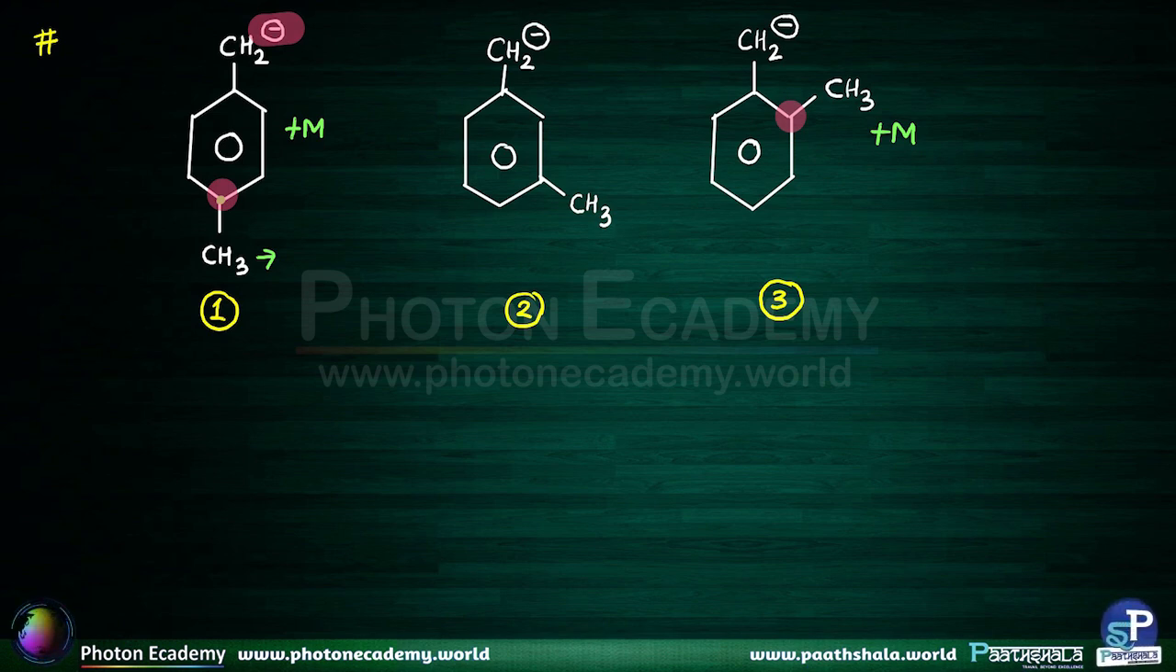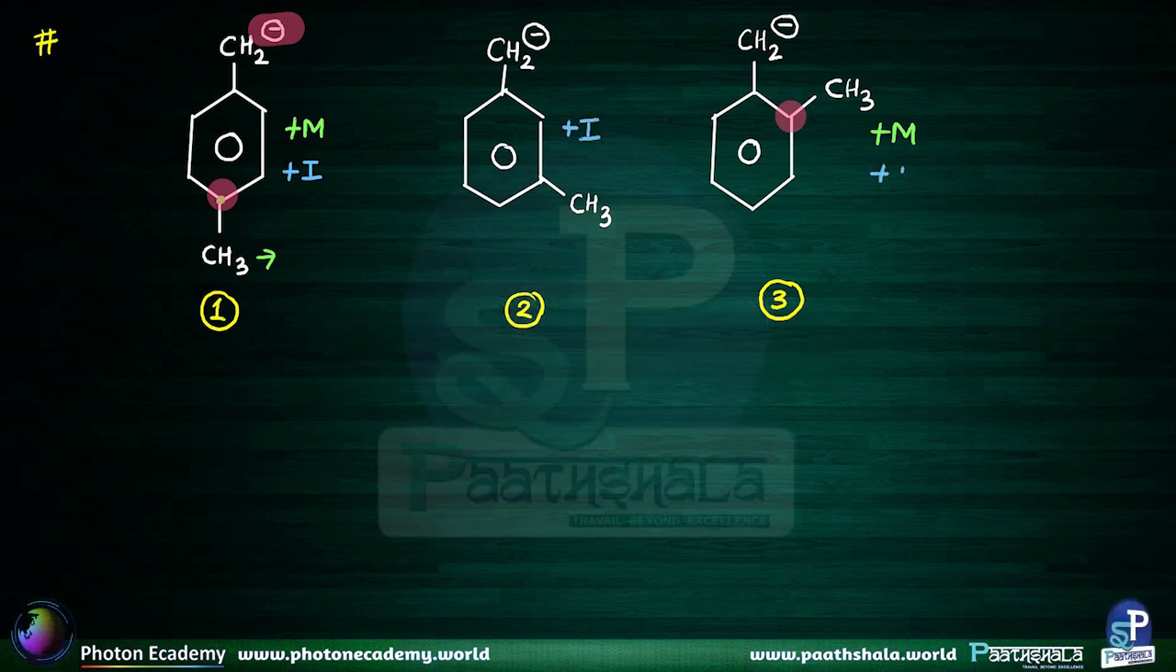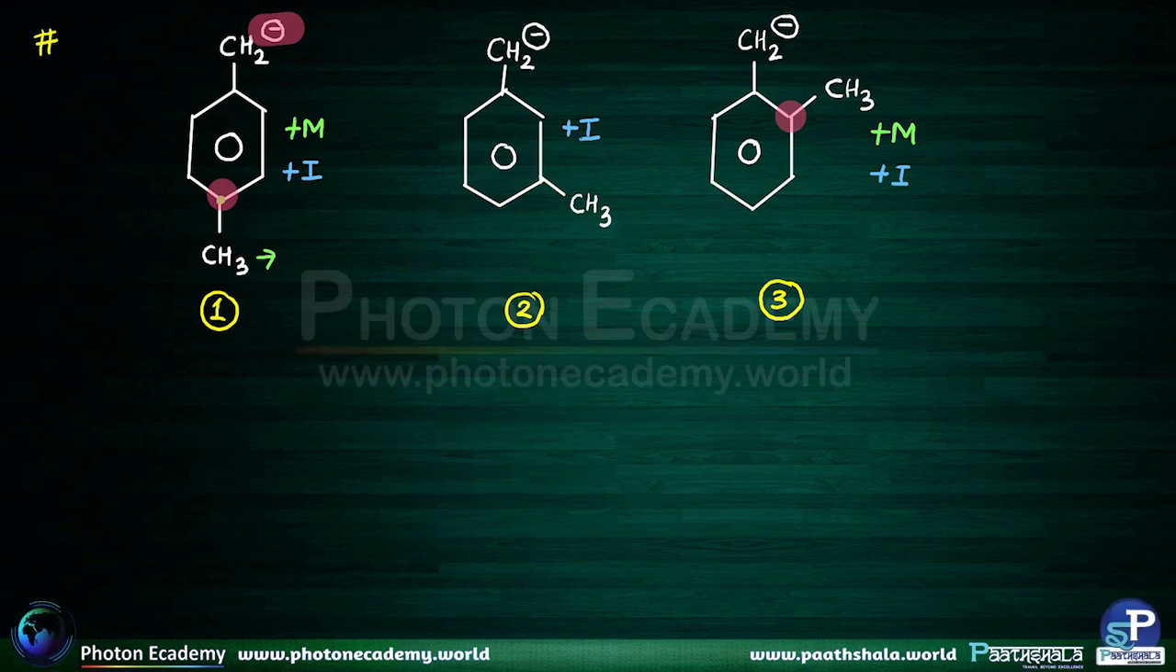And since CH3 is an electron donating group, it is going to show a plus I effect. Similarly, we have a plus I effect here also, and a plus I effect here also. So we have got plus I effect and we have got the plus M effect in two of them. So let us decide which one is going to be stable to the maximum extent.